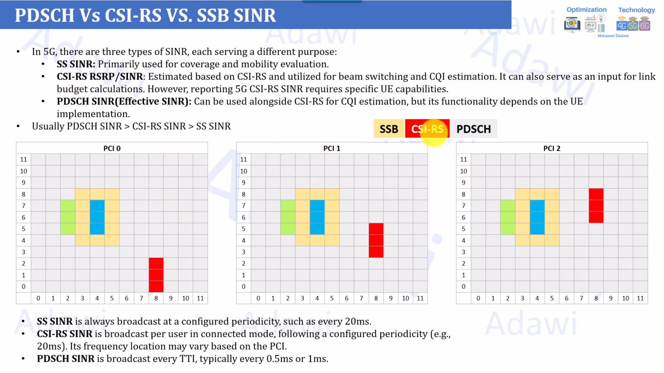And this is how the requirements and different purposes differ for the different SNRs we have in 5G. While in 4G, if you remember, it was mainly based on the reference signal measurement, so we used to have only one SNR information, unlike in 5G.